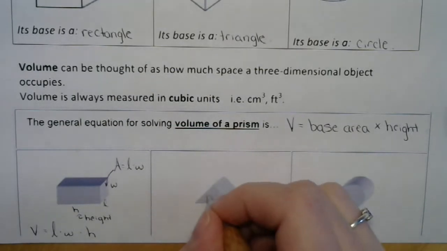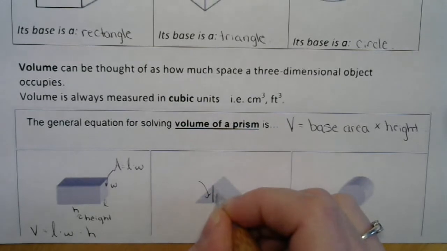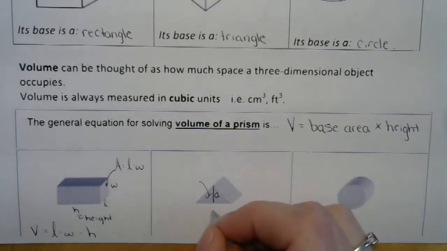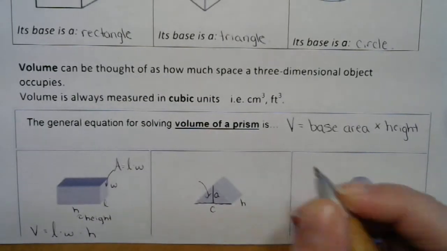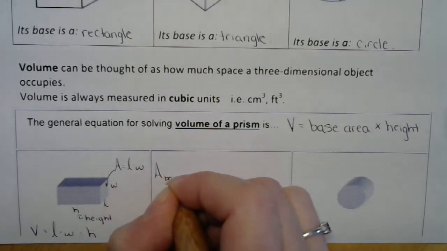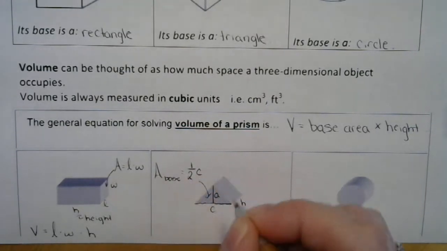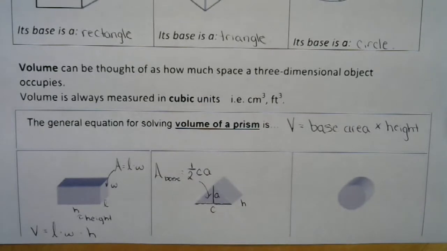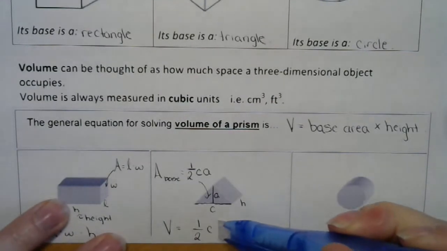For a triangular prism, remember the area of the base of a triangle. Usually we call this the height, but to avoid confusion, we're going to call that A, call this length C, call that H. So the area of the base is equal to half. Usually that's base times height, but we don't want to confuse it with this height. Okay. So that's the area of the base multiplied by the height. So the volume of this would equal half C times A times H.